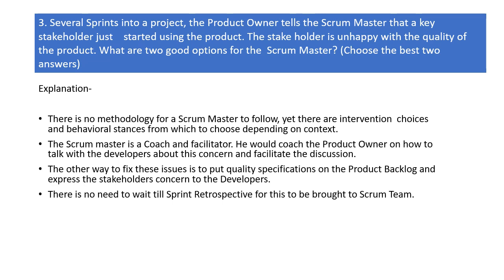The other way to fix these issues is to put quality specifications on the product backlog and express the stakeholders' concern to the developers. There is no need to wait till sprint retrospective for this to be brought to the Scrum team.